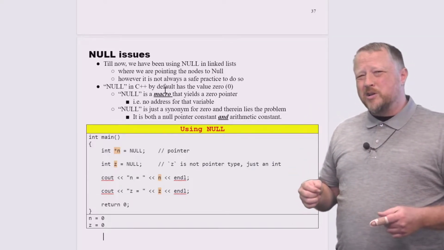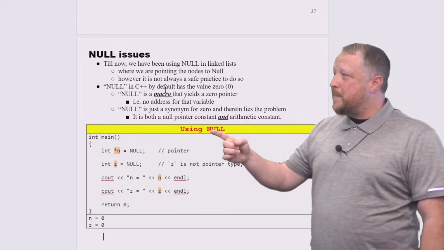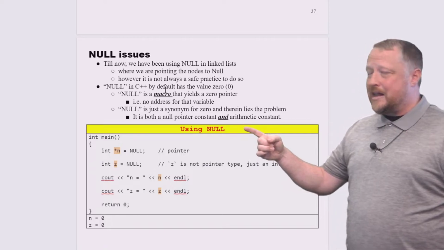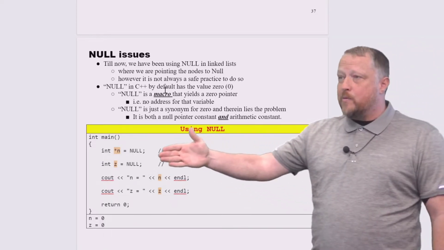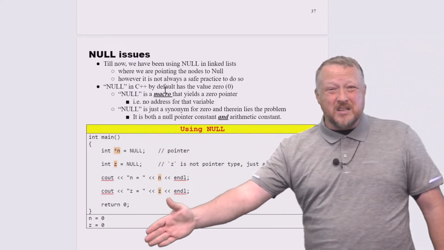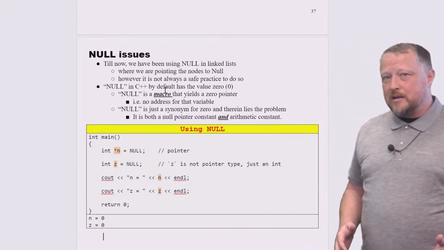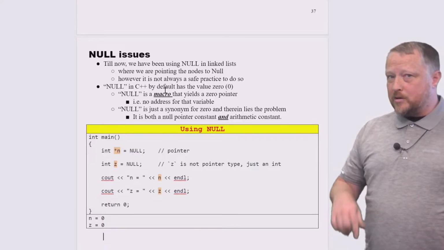Setting an integer to null, I can get away with that because null is actually a pointer constant and an arithmetic constant. So I can get away with doing this because it's going to end up printing a 0. It has no problems with that. That's going to end up being a problem here in a minute.